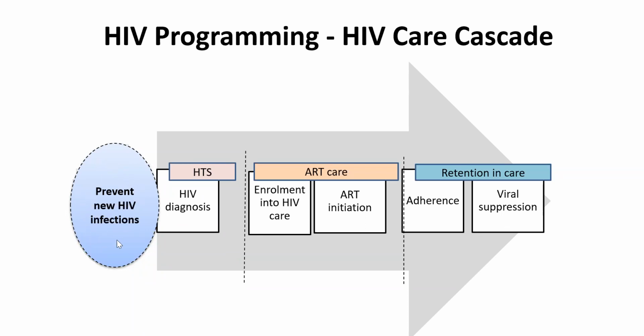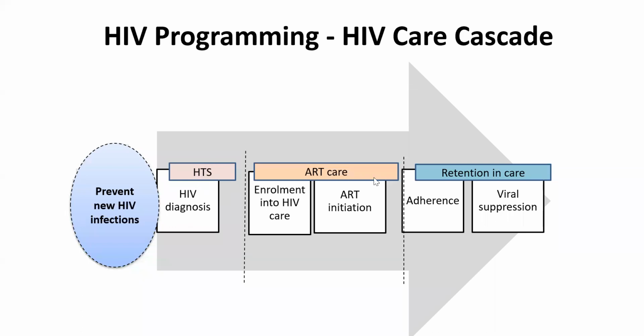But the first one, actually, we need to prevent new infections, as the cornerstone. But in most cases, our efforts might not really succeed, and we still have a few who end up being HIV positive. Those who are HIV positive, we need to be able to pick those. We need to make sure we offer HIV testing services so that we can have a diagnosis of HIV and pick those who are positive.